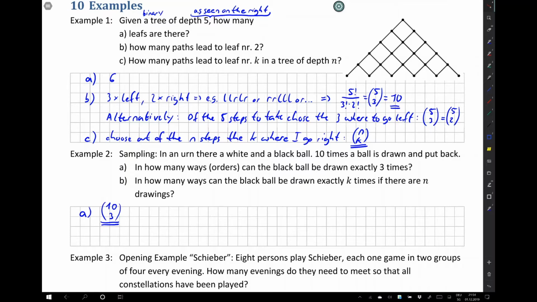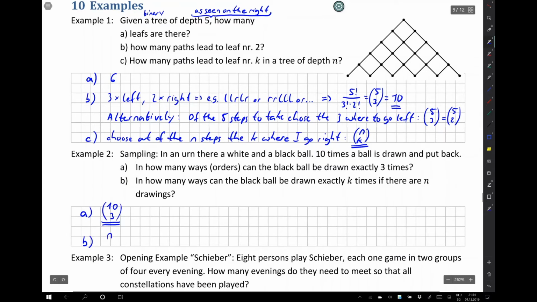We can, for example, draw a black ball in the first, second, and third draw, or we can draw it in the first, third, and fifth draw, or in the 7th, 8th, and 10th draw, and so on. B is then just a generalization of this, which means we are drawing n times, and we want to look in how many ways we can draw the black ball k times, and we have to choose the k times out of these n drawings where we draw a black ball, which means we get just n choose k.